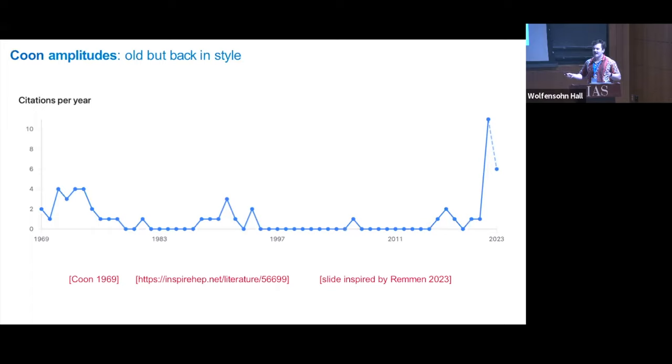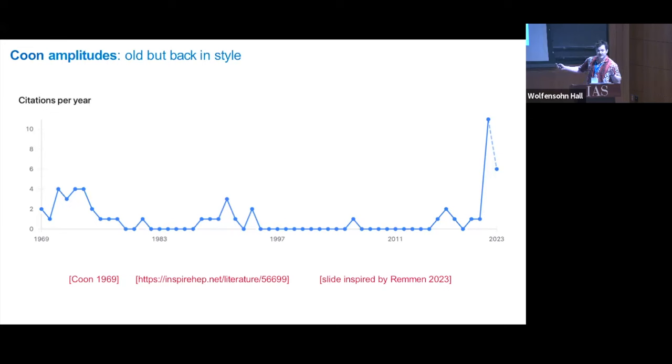And here is just the citations of Cuhn's original 1969 paper. You can see a flurry of activity in the 1970s, a relative dead period, some work in the 80s, and then pretty much nothing until very recently. And just in the last 18 months, there's been a few dozen papers citing Cuhn's original paper and looking into this very old topic in our field.